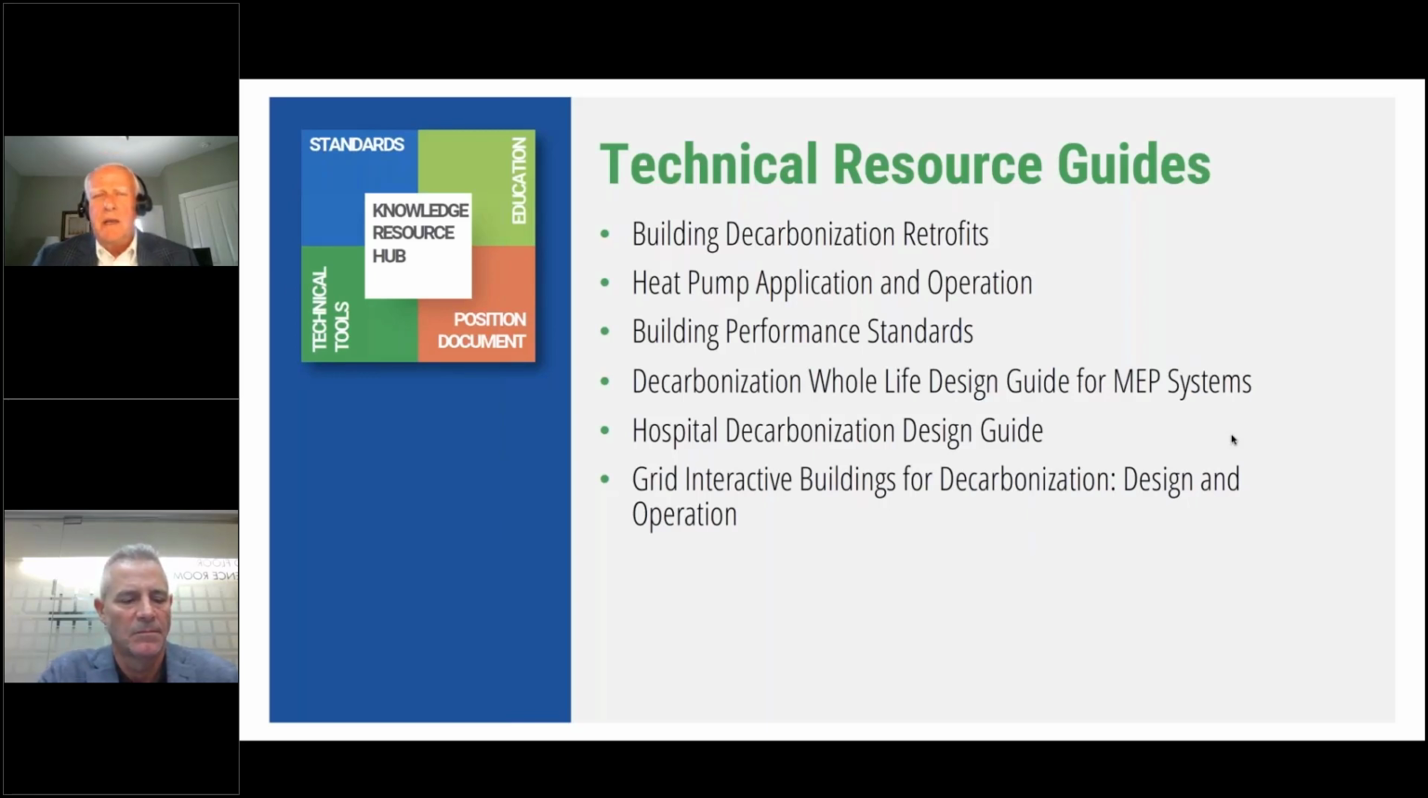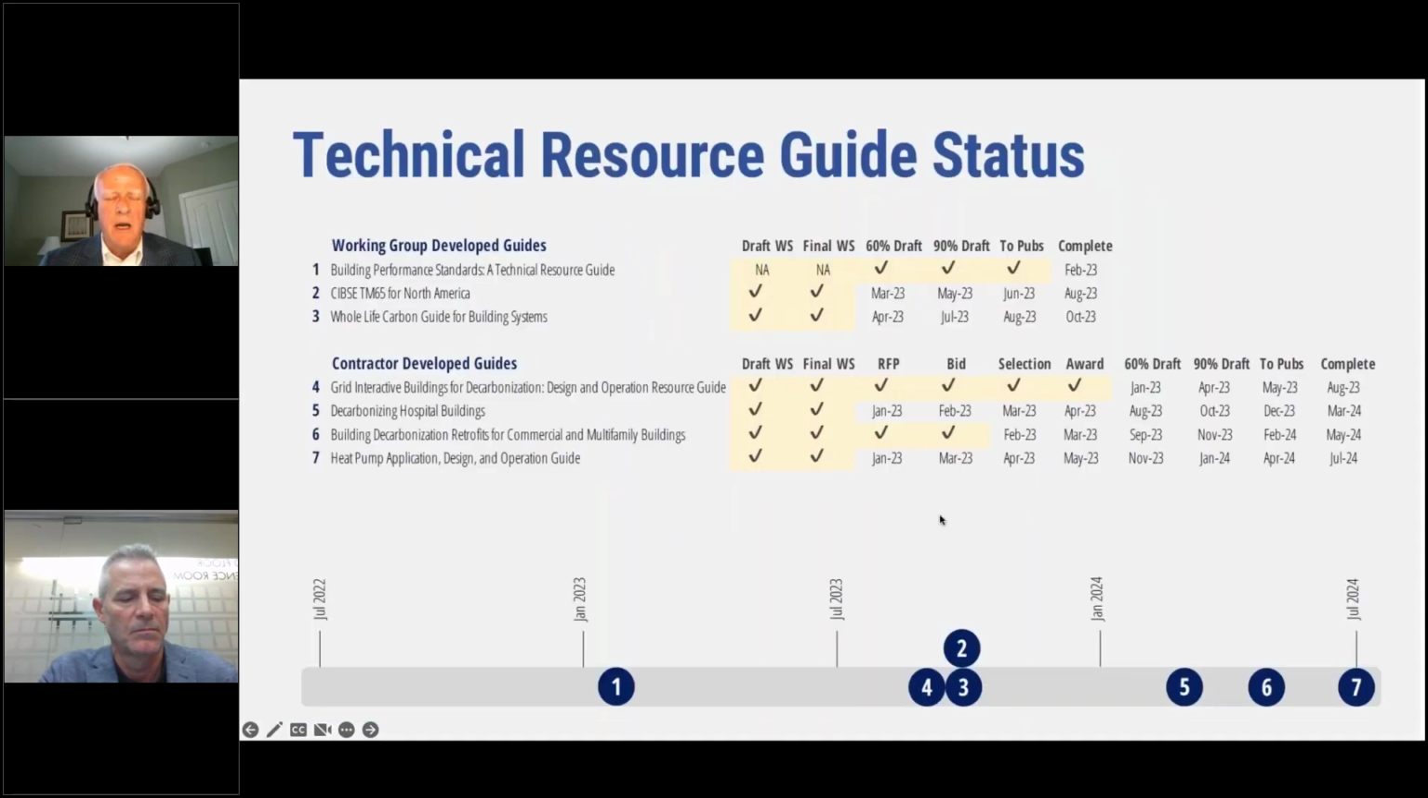So the logical question is, okay, these sound to be very great. When can I get my hands on them? So let's go to the next slide and let's talk about what the status of those guides is. The first one that's going to be coming out very quickly, within the next month or so, is the Building Performance Standard. And this technical resource guide has already been developed. It's in the publication sector within ASHRAE, and it should be out in February.